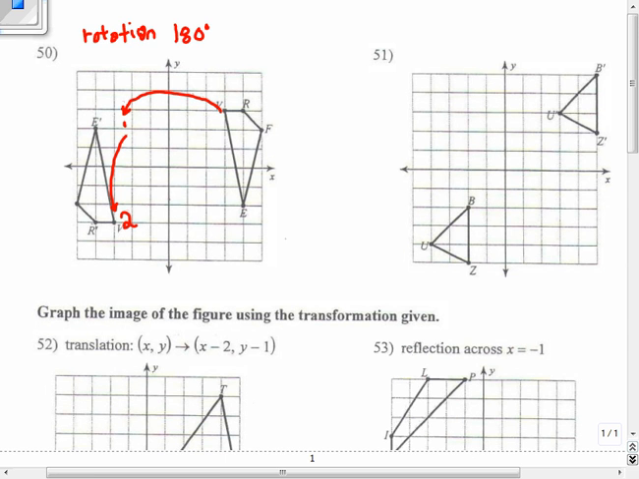The direction. Clockwise or counterclockwise, you'll get to the same place with 180 degrees. So we just have to say rotation 180 degrees about what? The origin.